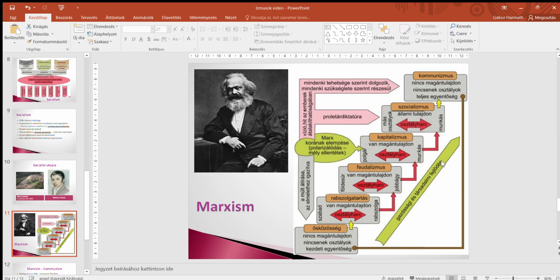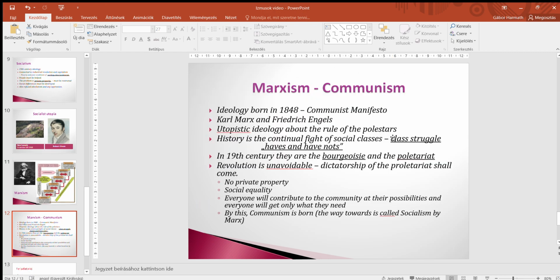What did Marx say? He says that here is history. Look at this timeline. Going from the ancient prehistoric times to the Middle Ages, feudalism, to capitalism, today. So he lived in the 19th century and he said that history hasn't changed much. People live in the same problems. There are those people who have things and those who haven't got anything. So the haves and the have-nots are fighting. This is called class struggle.